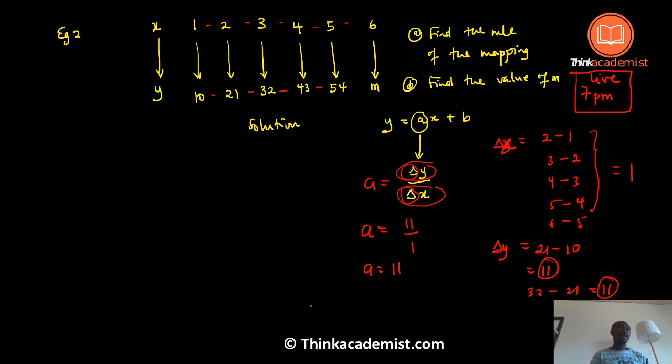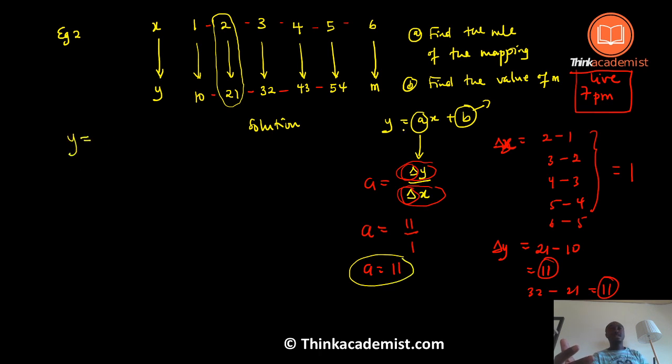So we found our value for a. The next thing we need to find will be the value of b. How do we find b? We find b by substituting the corresponding values of x and y. So I can decide to use this. Now that we found the value of a, we can put it in the equation, which is y equals 11x plus b.